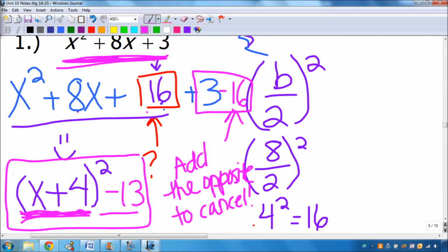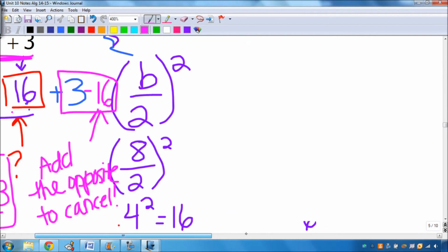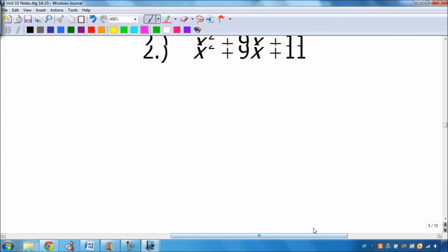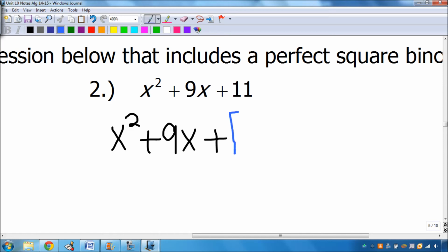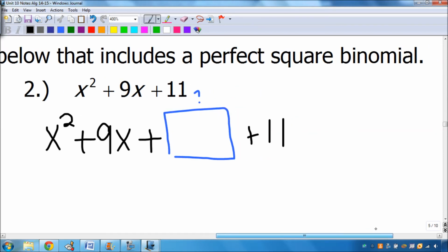So let's take a look at question number 2 together. In question number 2, you've got x squared plus 9x plus 11. So I'm going to do the same thing. I'm going to copy down the problem, the x squared plus 9x, and I'm going to leave a box right here to fill in so that I can complete the square. I have to figure out what the missing number is that will complete my square. And then I'm going to write plus 11 on the side over here. So how do I complete the square?